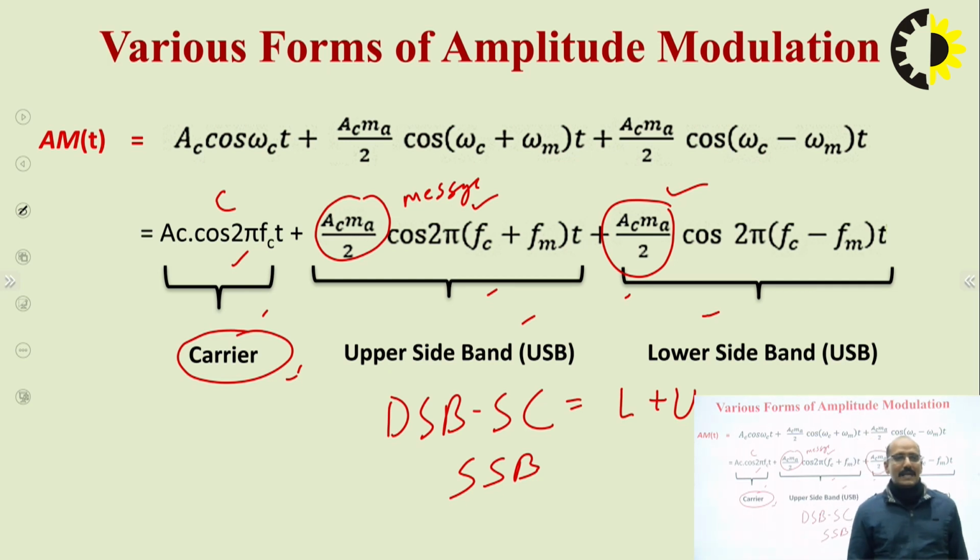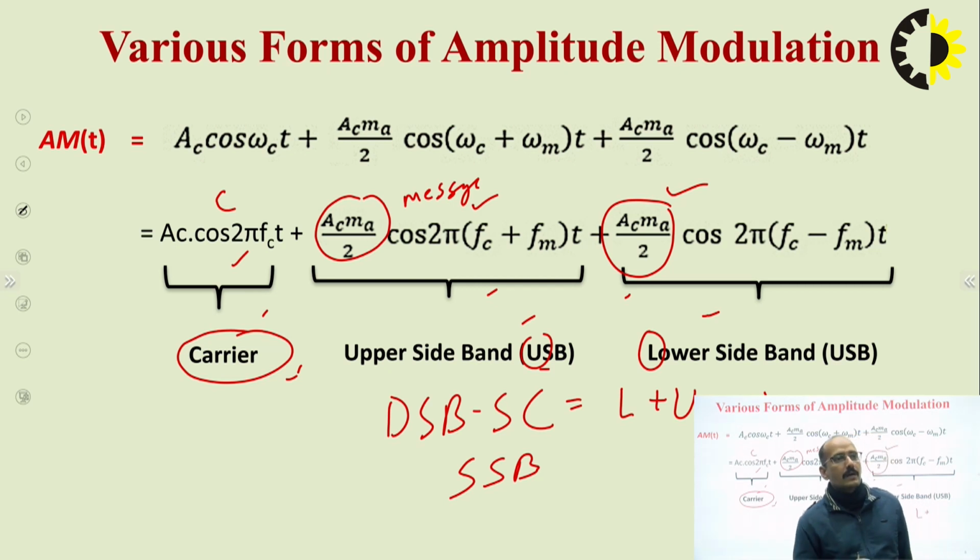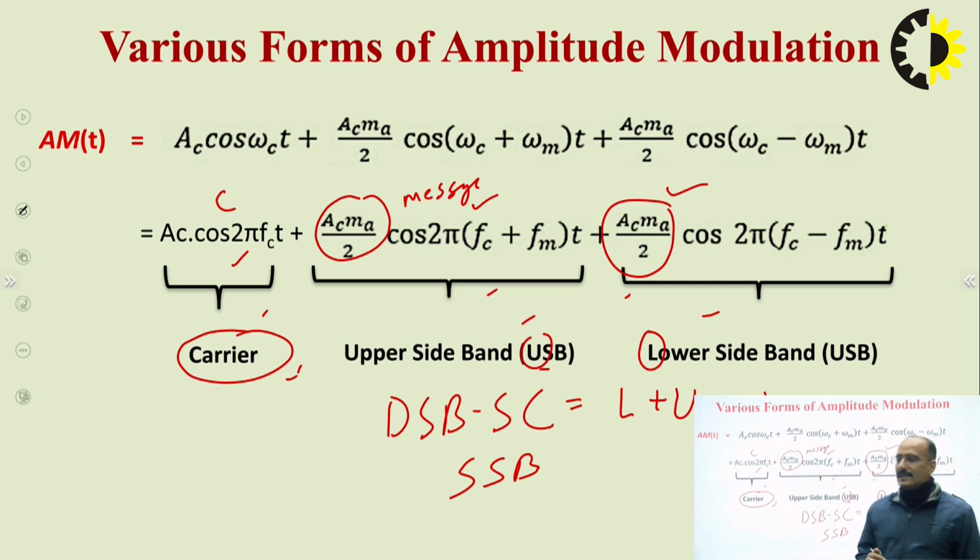The vestigial sideband is another type of amplitude modulation, in which we take either the upper sideband with some part of the lower sideband, or the lower sideband with some part of the upper sideband. Means in the vestigial sideband, one sideband is complete, but the other sideband is present only as a fractional part in the final AM signal. So these are the four types of the amplitude modulation signal.